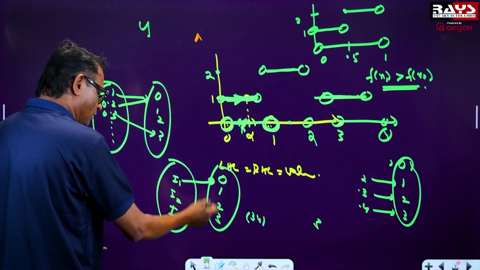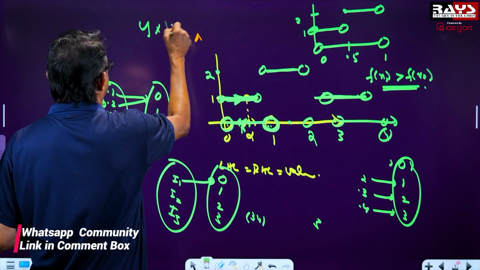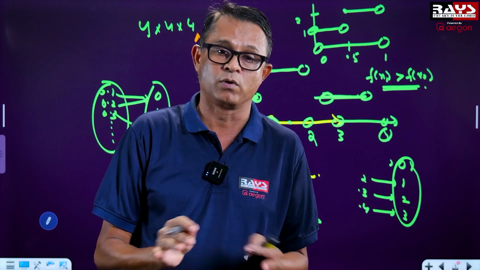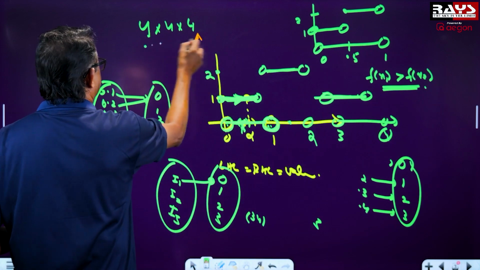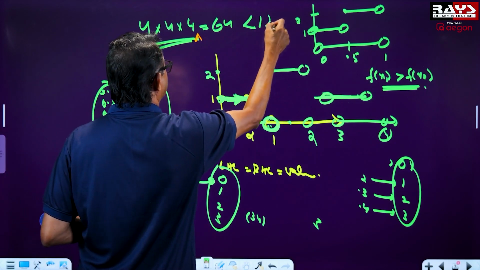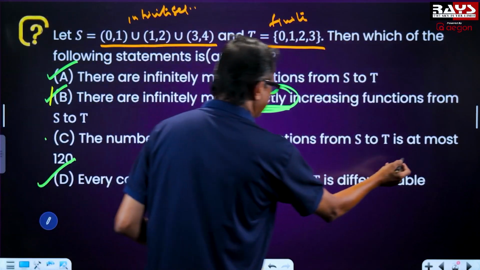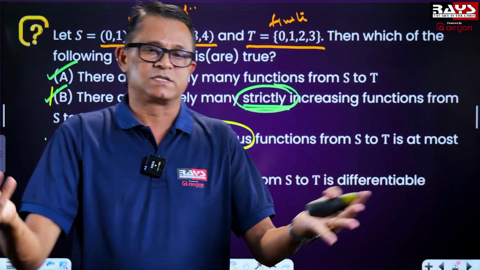Similarly, I2 has got 0, 1, 2 or 3, so I2 also has got 4 ways. I3 also has got 4 ways. So 4 into 4 into 4 is 64. The number of functions is maximum 64. It can be maximum in the sense that it is equal to 64. This is less than 120, because it is given that the maximum is at most 120. 64 is obviously less than 120.